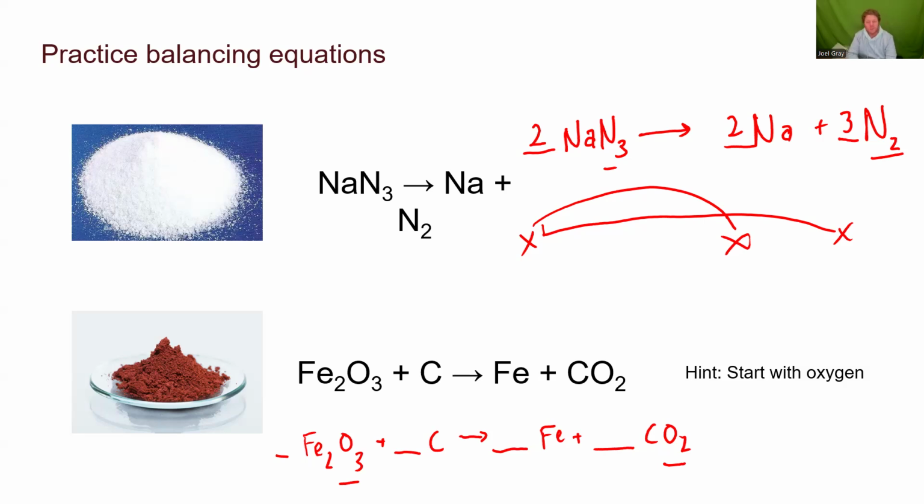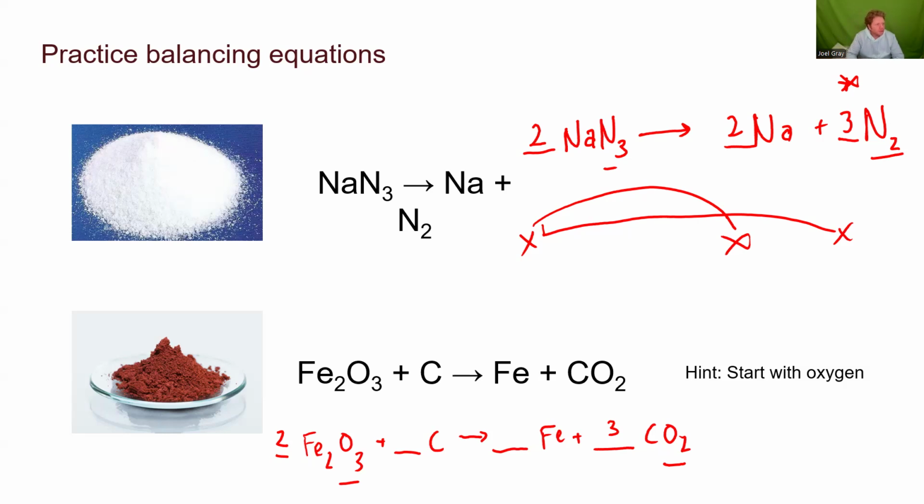Well, just as we saw up here, we didn't go with a 2. Instead, we went with a 3 because these will end up equaling 6. So I'm going to put a 3 coefficient in front of CO2 because that will mean now I have 6 oxygens on my product side. Then I'm going to put a 2 coefficient in front of Fe2O3. That will mean that I've got 6 oxygens on the reactant side. So now my question is, with those 2 coefficients, are my oxygens balanced? They are. They're good to go.